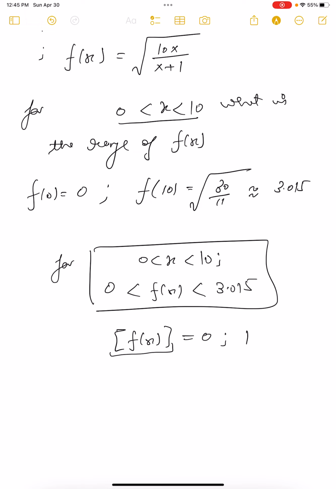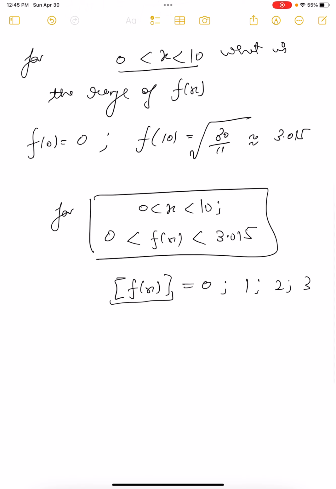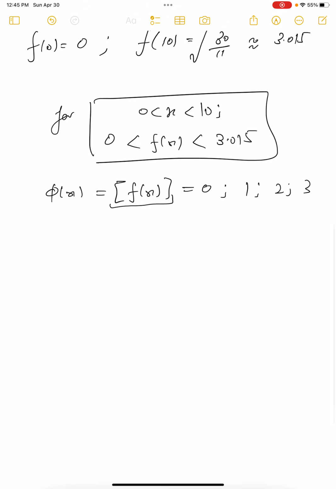0, it can be 1, it can be 2, or it can be 3. So these are the possible values that this function, let's call this phi of x, can take. Because f of x can go from 0 to 3.015, that is why the phi of x can take only values 0, 1, 2, 3. Okay, and we need to solve this integral, right? Phi of x dx. What is this?